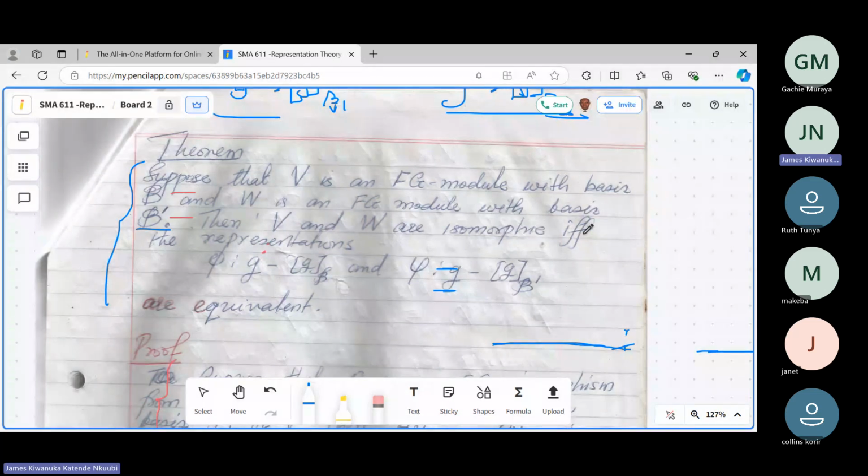Then V and W are isomorphic if and only if these representations are equivalent. You see it's a double F, so you have to prove the theorem and its converse. Essentially it says if V and W are isomorphic, then these two representations are equivalent. And also if you can show that these two representations of a group G are equivalent, then it forces V and W to be isomorphic.